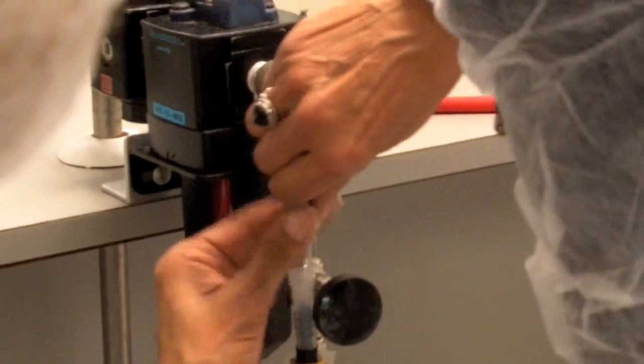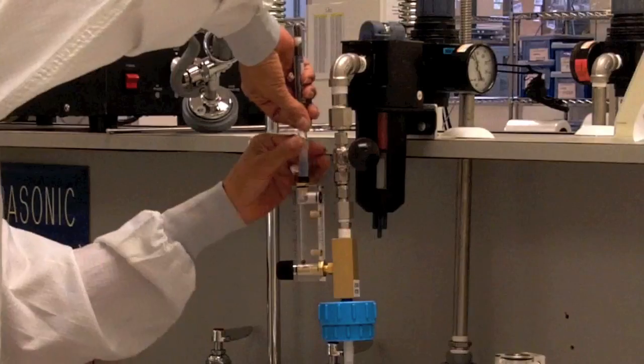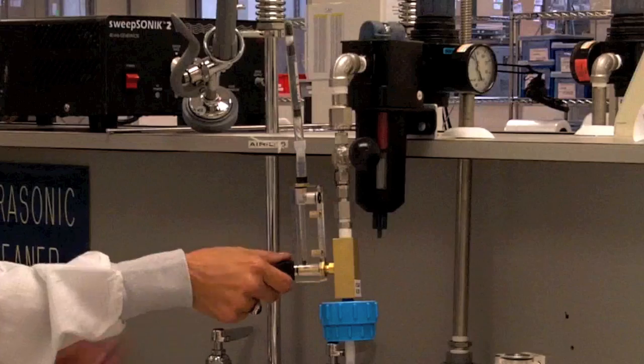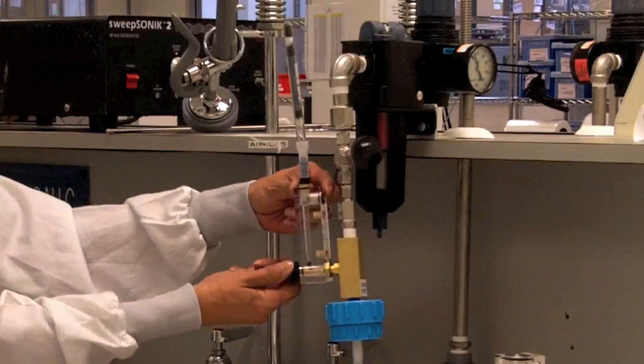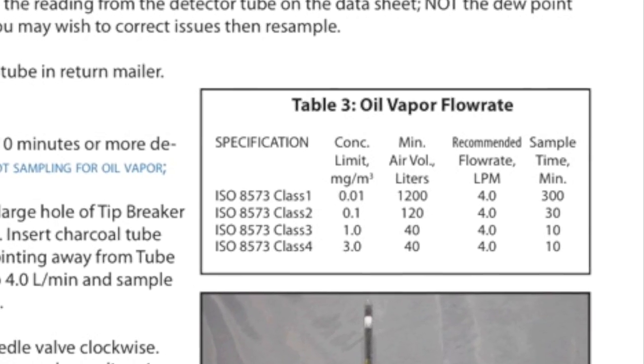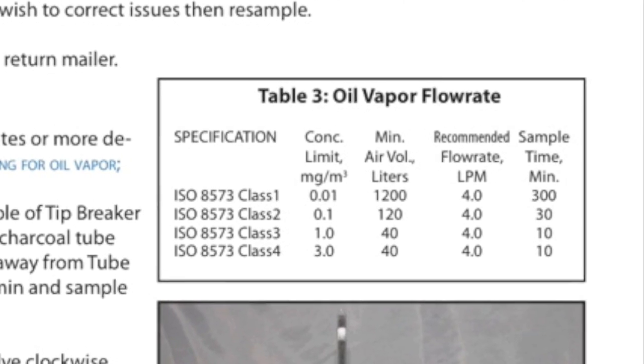Insert the oil vapor tube by adjusting the white tubing on top of the flow meter. The arrow on the tube should point away from the flow meter. Adjust the flow rate to 4 liters per minute and begin the third timer. Depending on the purity class you have selected, this test will take either 10, 30, or 300 minutes.